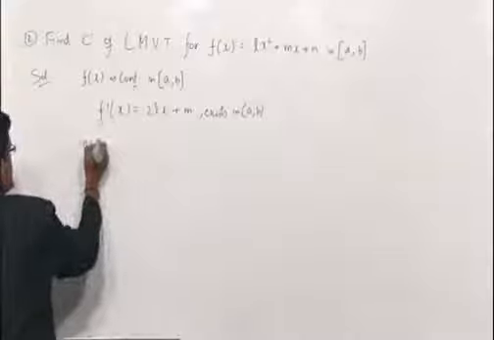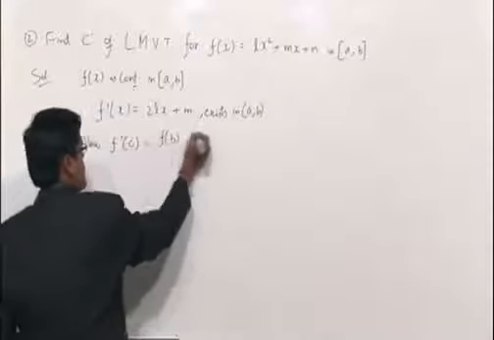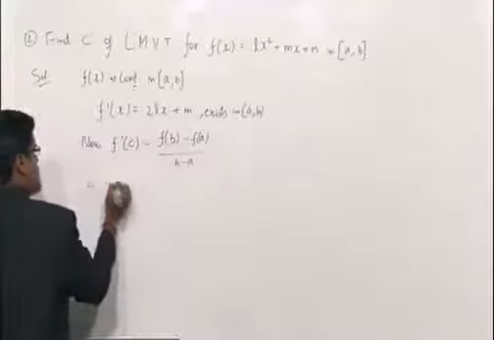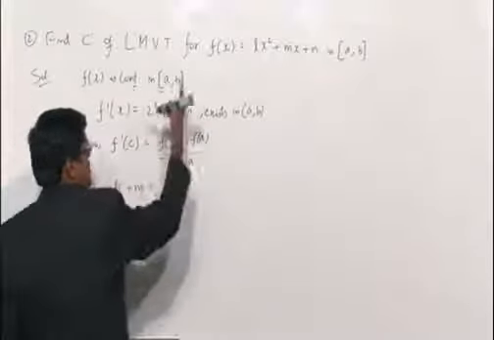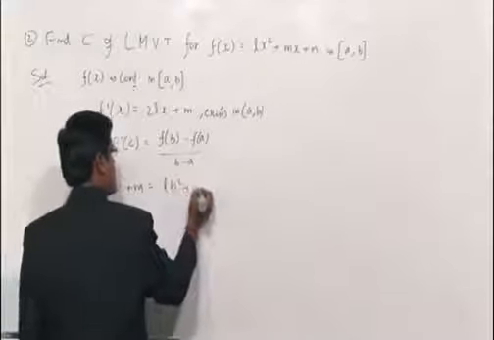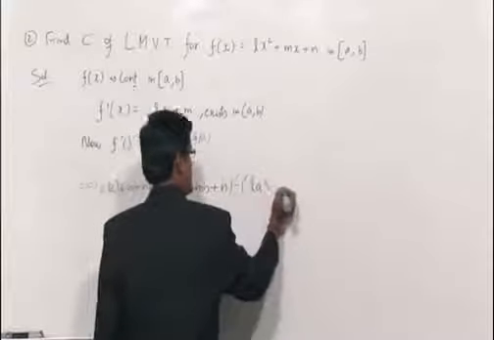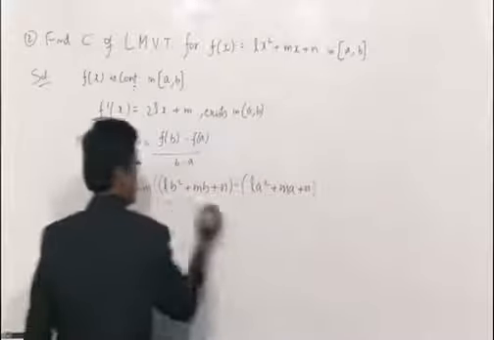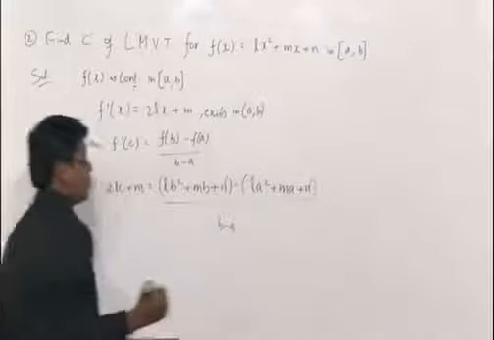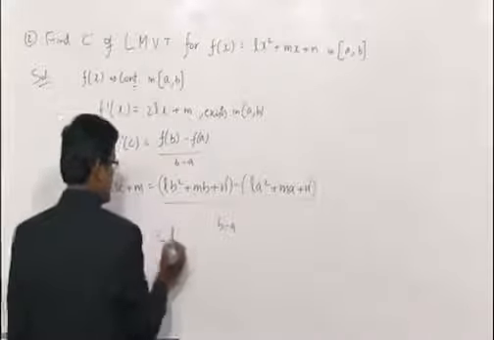Next, what is the formula for finding C? f'(c) = (f(b) − f(a))/(b − a). In f'(x) put x = c, that is 2lc + m. In f(x) put b and then a successively: (lb² + mb + n − (la² + ma + n))/(b − a). In the numerator, n cancels. There are two a² terms, two l terms, and two m terms. Simplify the like terms.